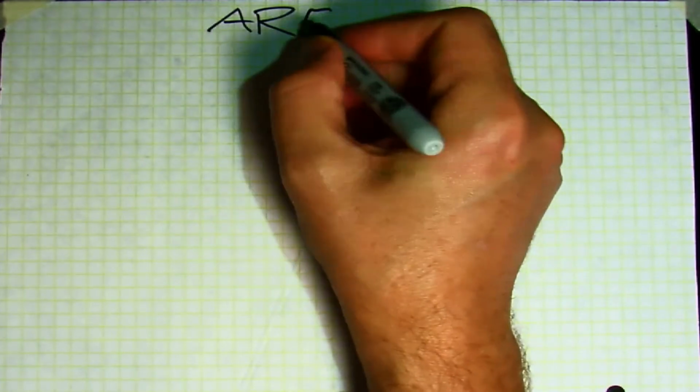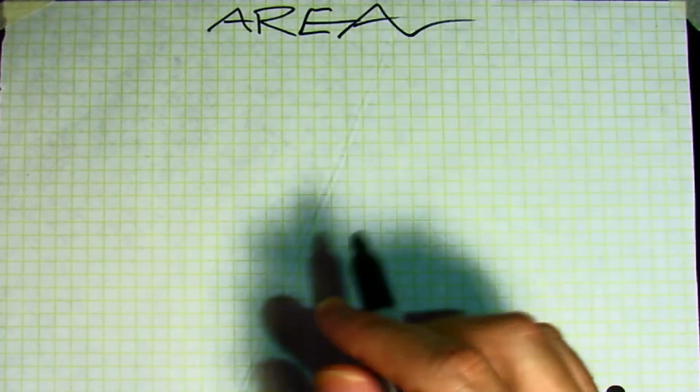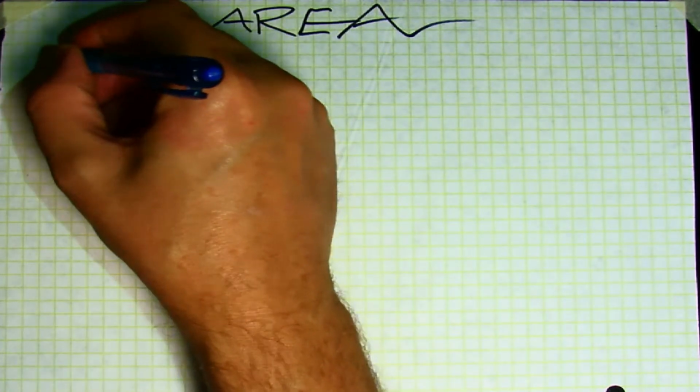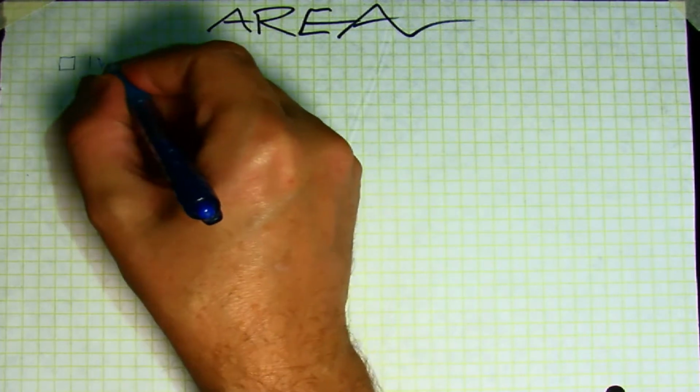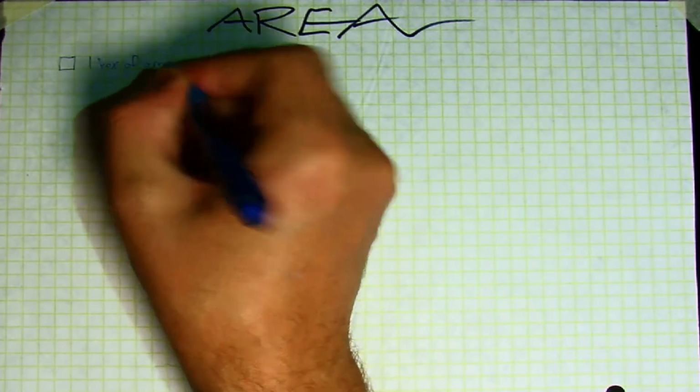In this video, let's talk about area. What is area? Area is the amount of space something takes up in 2 dimensions. So, for instance, I could draw a little box here and say this is 1 box of area. Just like that, it's that simple.